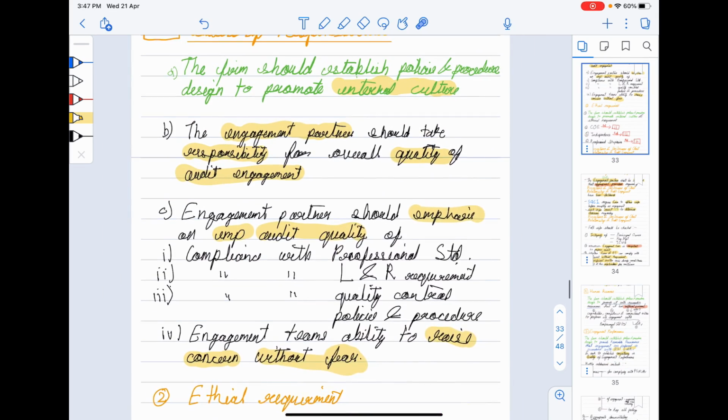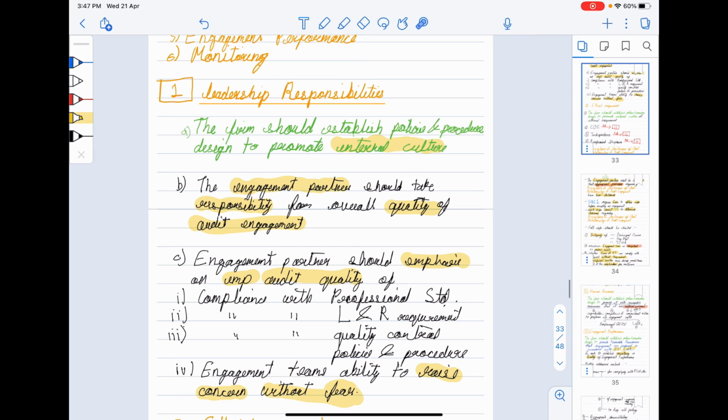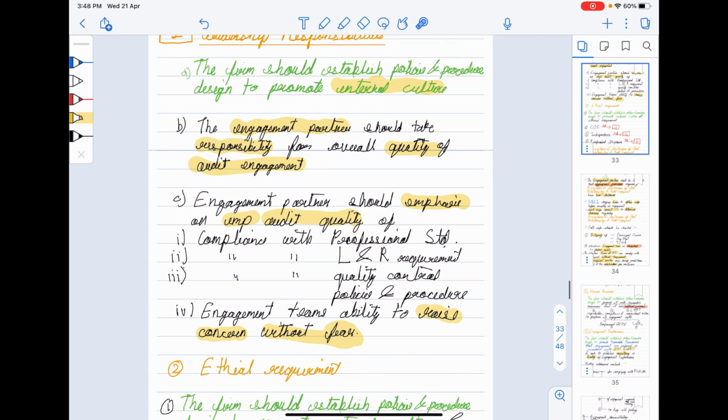When we are talking about leadership, we should talk about the engagement partner. The engagement partner should take responsibility for the overall quality of the audit engagement, and should emphasize the importance of compliance with professional standards, compliance with legal and regulatory requirements, compliance with quality control policies and procedures, and the engagement team's ability to raise concerns without fear.